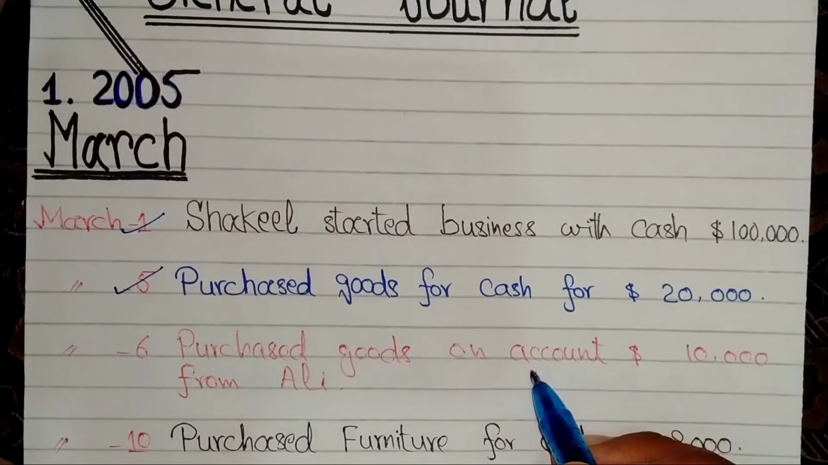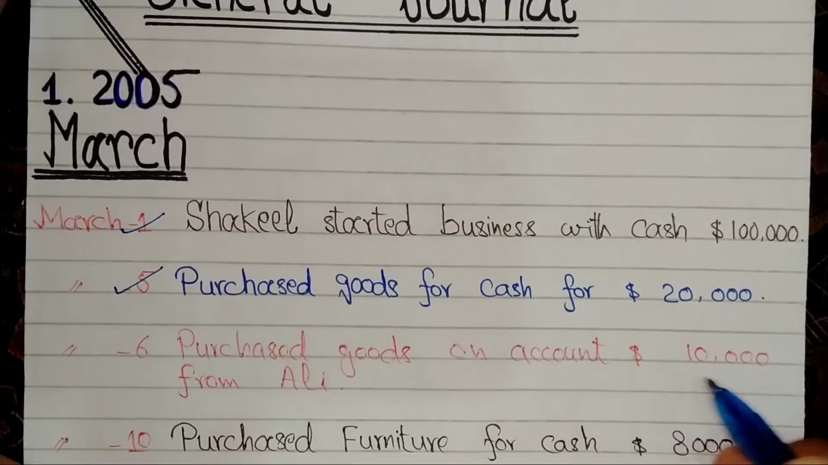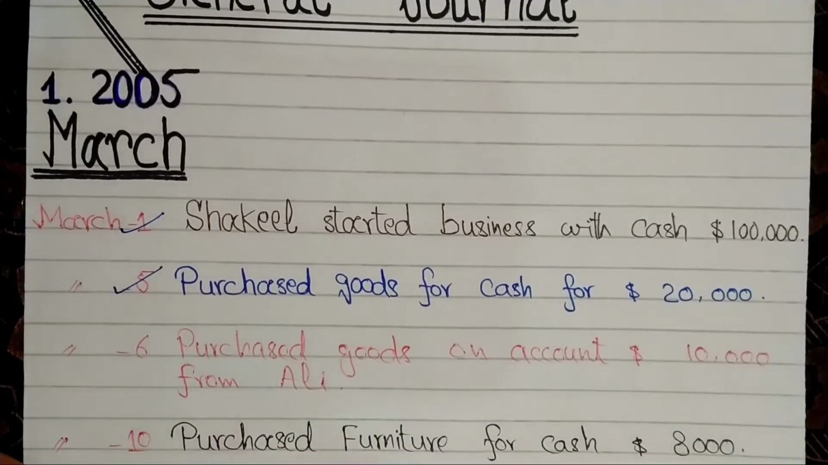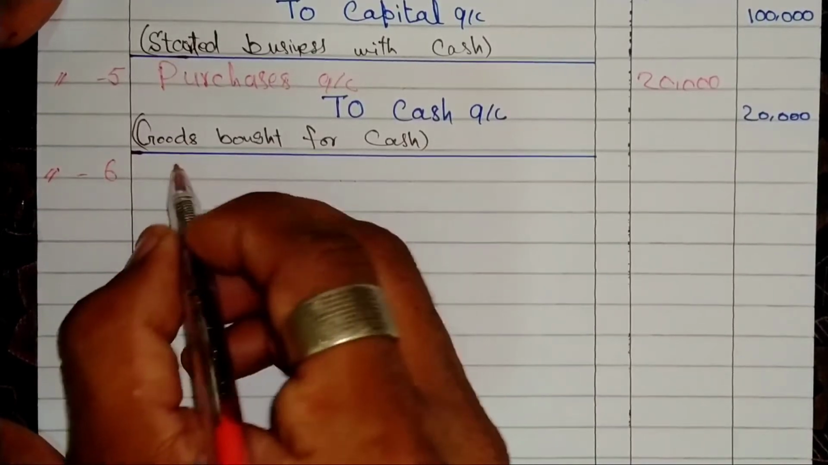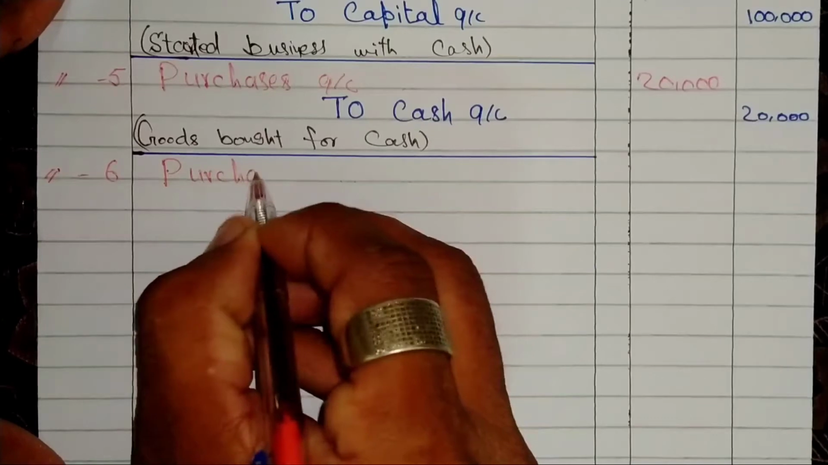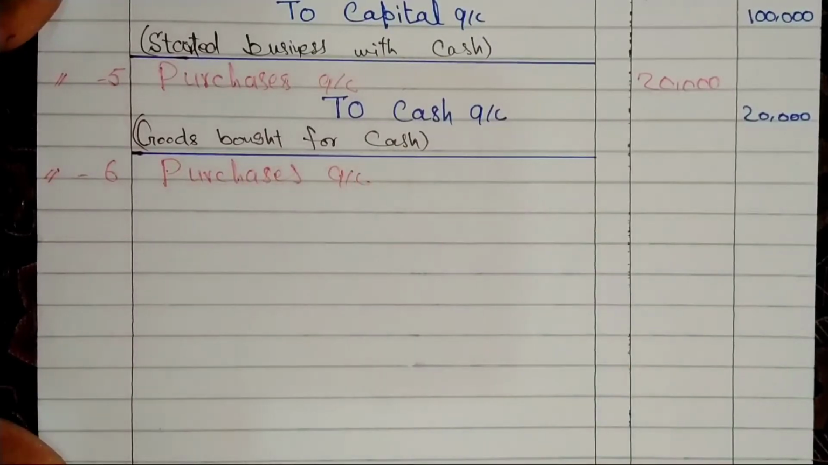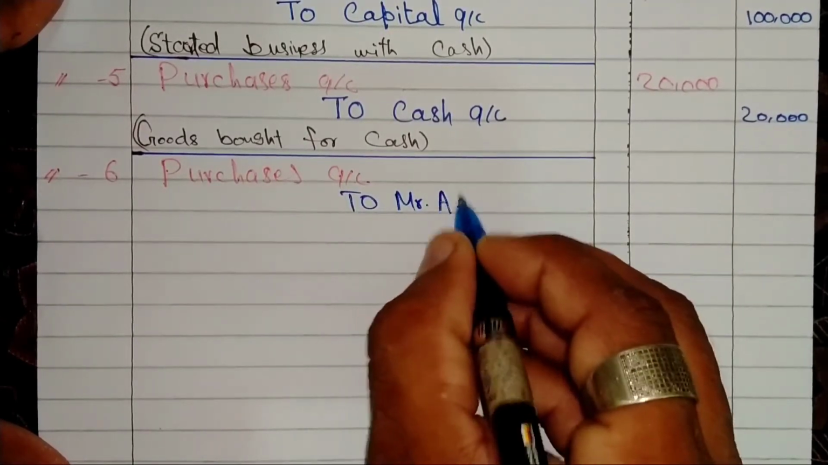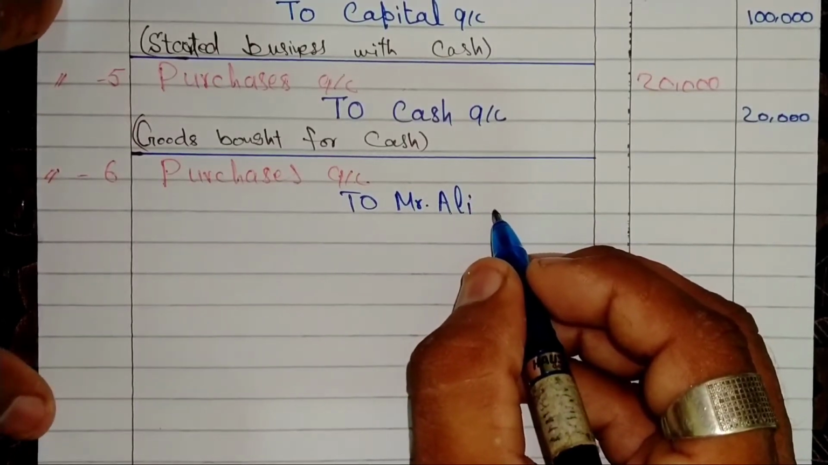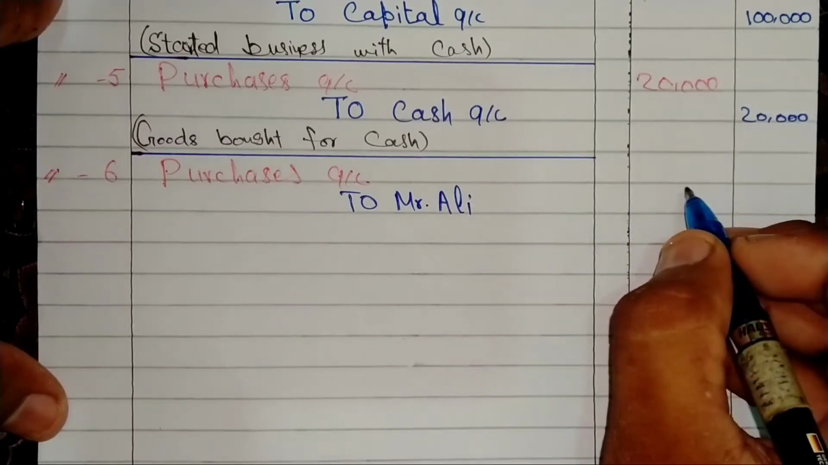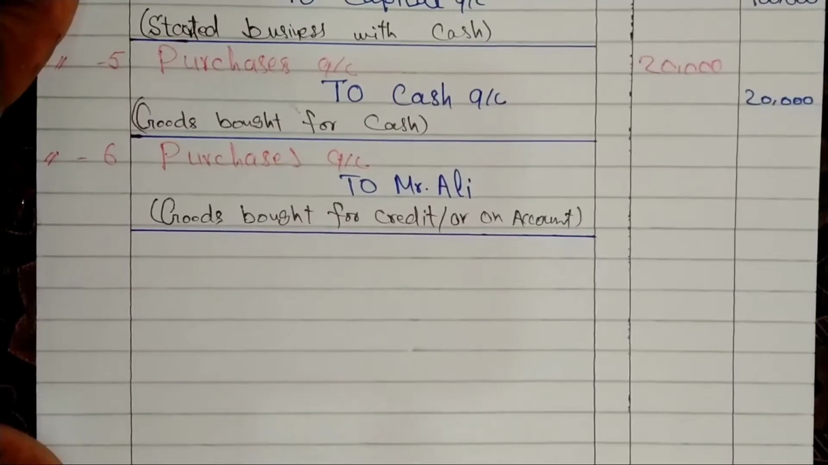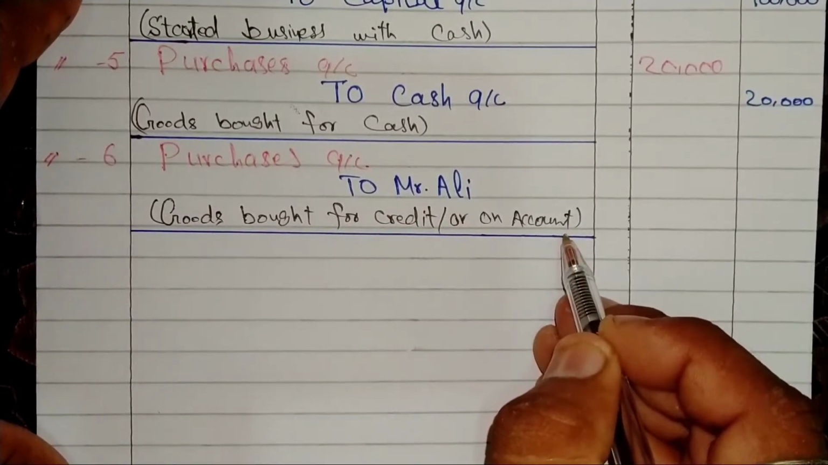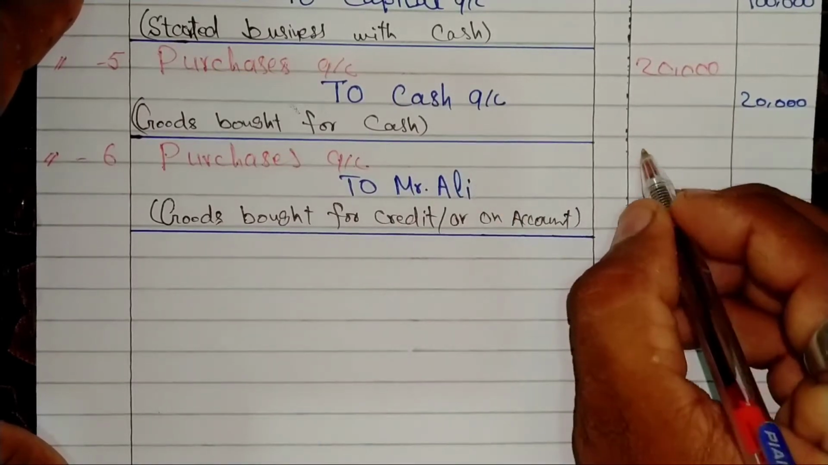After the first and second transactions, now the third transaction on March 6th, purchased goods on account or on credit basis amounted $10,000 from Ali, which is the supplier of the business. On 6th March, purchases account will be debit to Mr. Ali account will be credit because the transaction has been done on credit basis. With description: goods bought for credit or on account basis from Mr. Ali with amounts $10,000.